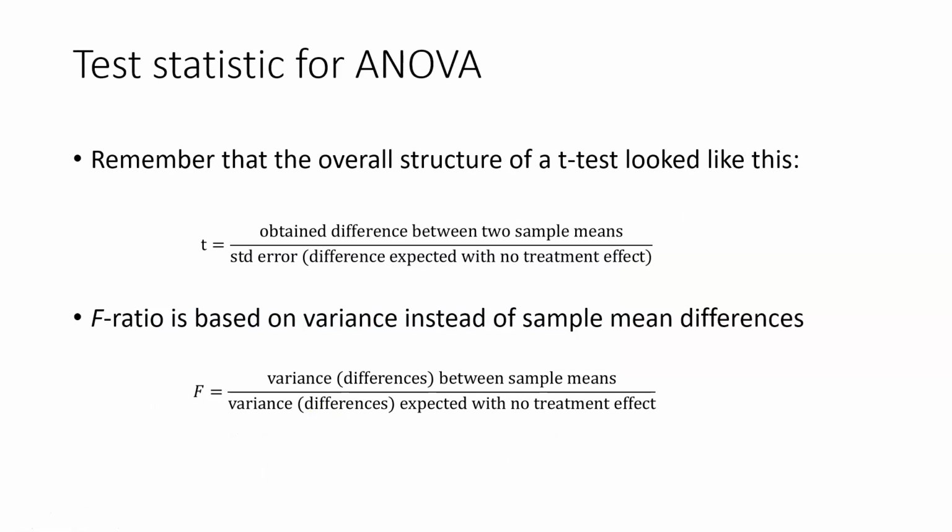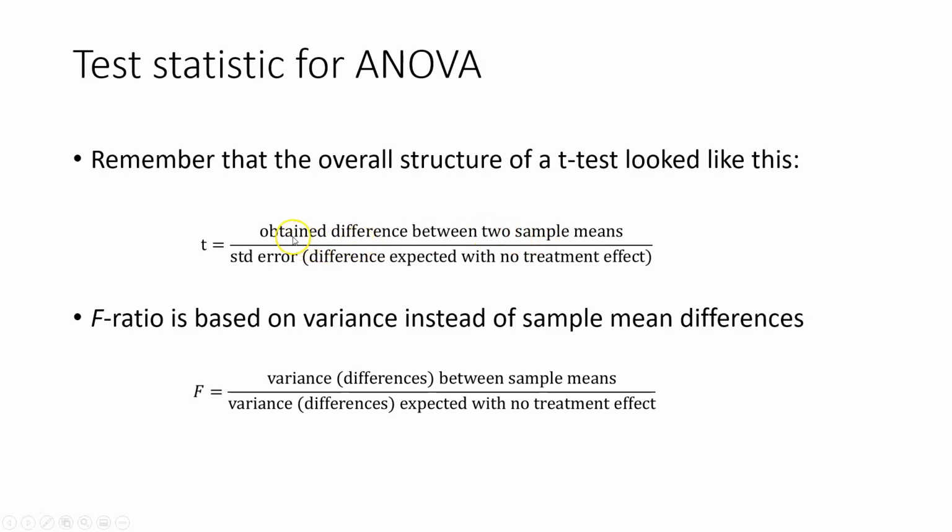The test statistic for an ANOVA follows this format down here. But in order to make sense of that, I want to remind you first that the overall structure of a t-test that we've been doing for the last several modules looked like this. We took the obtained difference between two sample means. That might be, like, remember the independent samples t-test was when we took two sample means. Other t-tests were if we took like the same sample and repeated it, or if we took one sample and compared it to the population.